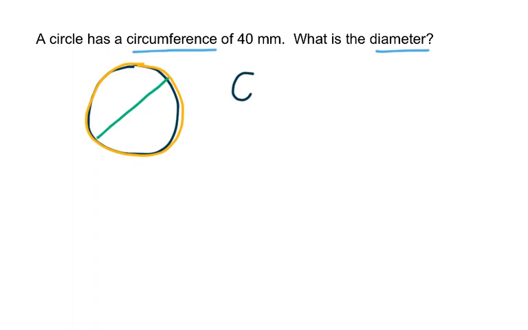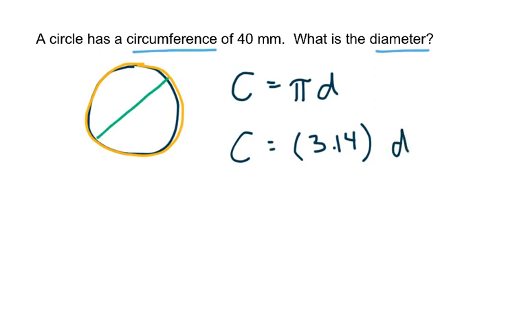So the formula I want to use is C equals pi times D. And we're going to have pi as 3.14. And I need to find the diameter. That's the thing I don't know. Oh yeah, I was given the circumference, so I can plug that in. The circumference here was 40.